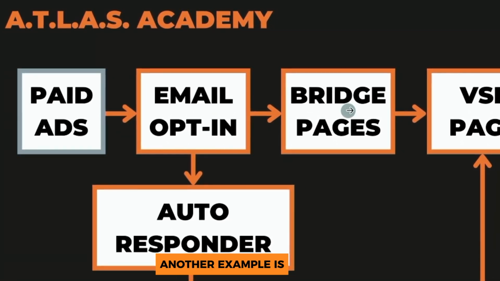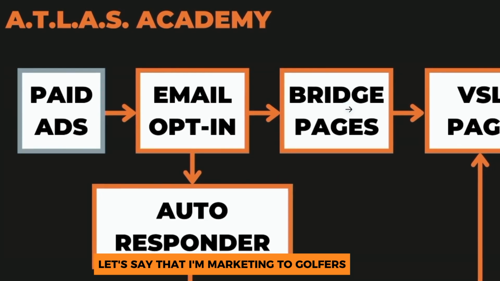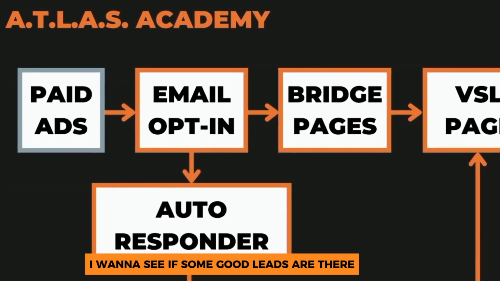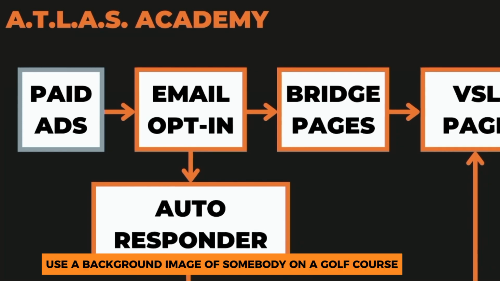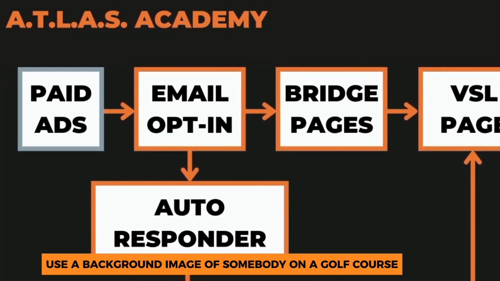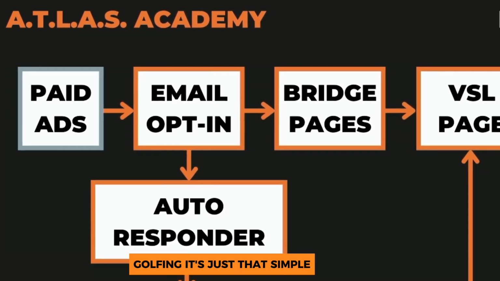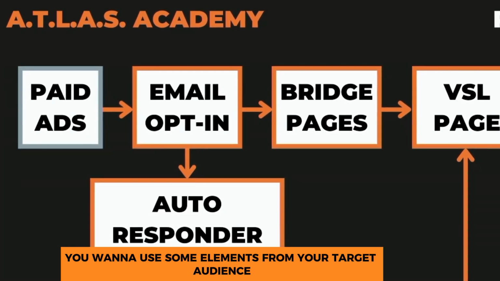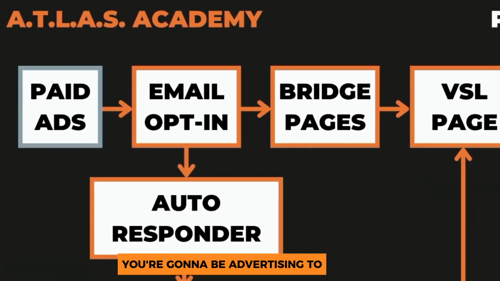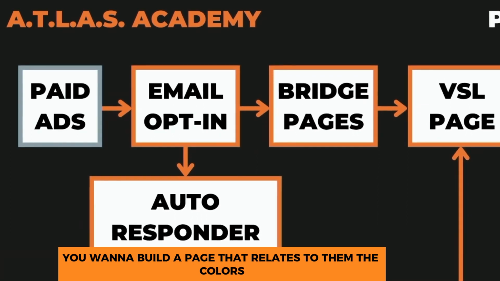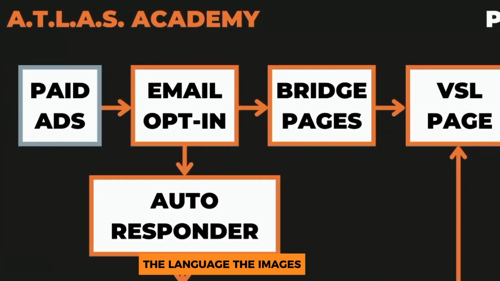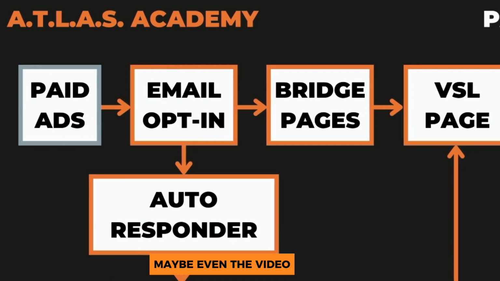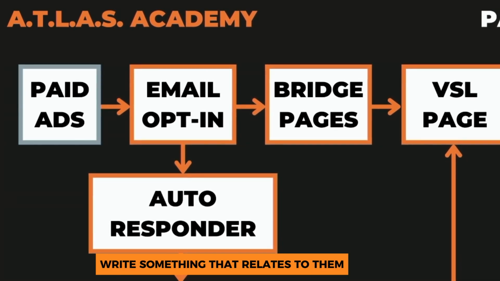Another example is, let's say that I'm marketing to golfers. I want to try the golf industry and I want to see if some good leads are there. Well, then I might use a background image of somebody on a golf course golfing. It's just that simple. A bridge page is basically, you want to use some elements from your target audience. So whoever it is you're going to be advertising to, you want to build a page that relates to them. The colors, the language, the images, maybe even the video, right? Something that relates to them.